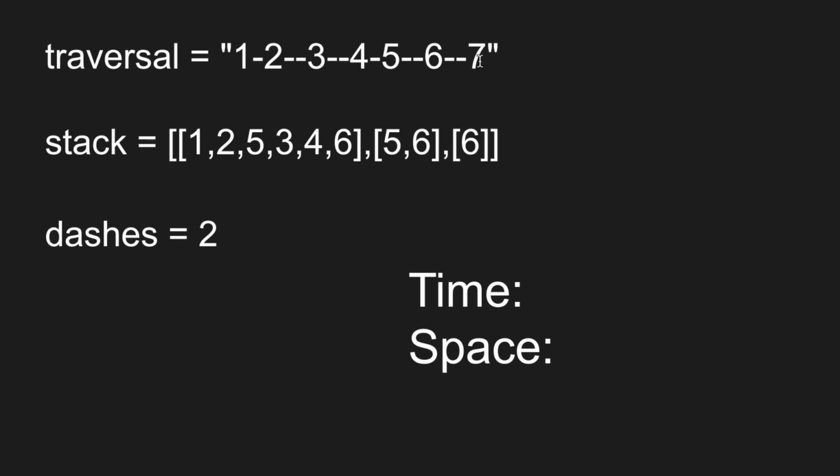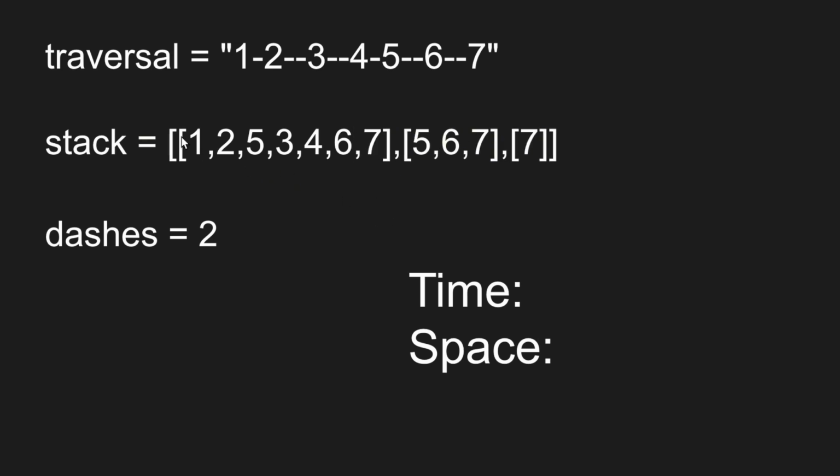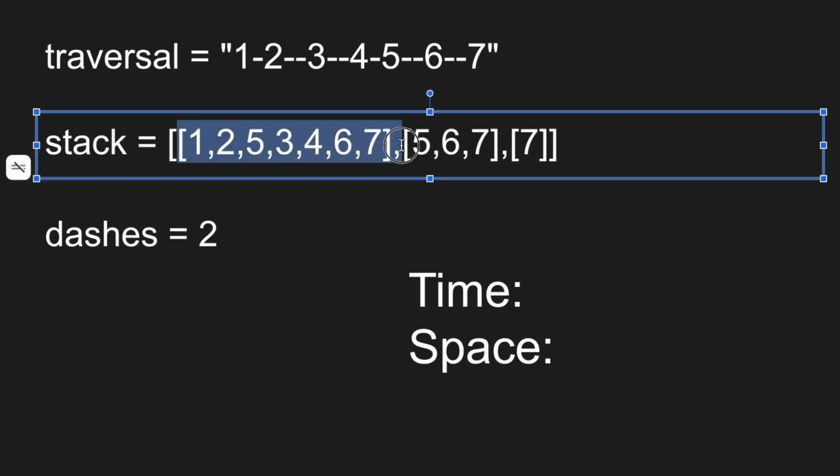And finally, we come to 7. 7 has 2 dashes, so we will need to pop. And we see that 5 already has a left child, so we will add it to the right child. 7 and 7. And now we need to add 7 to the end of the stack. And we will return the first element of the stack as our result. So this would be our result.